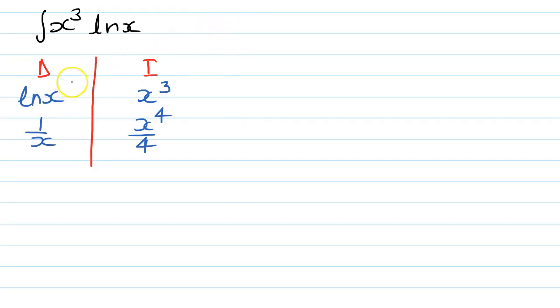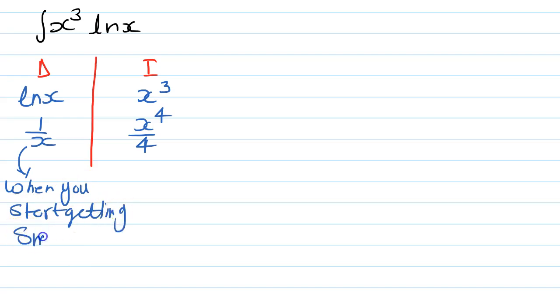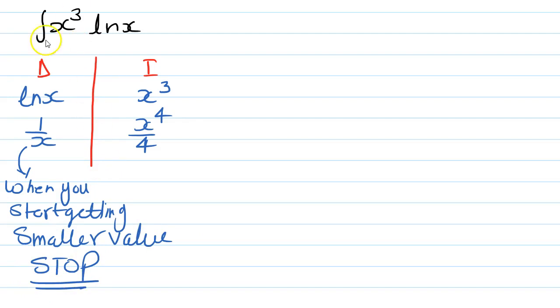When you start getting a smaller value here, you need to stop. So remember, you need to stop when you get a smaller value. So here, ln x, as we differentiate it, we got 1 upon x, so we are getting a smaller value, so we need to stop here, right? Is that clear? So we need to stop here. And then this is alternate sign, don't forget to put plus and minus.